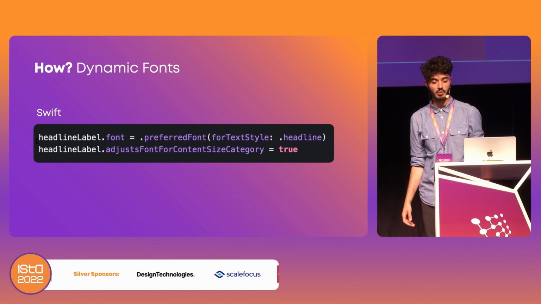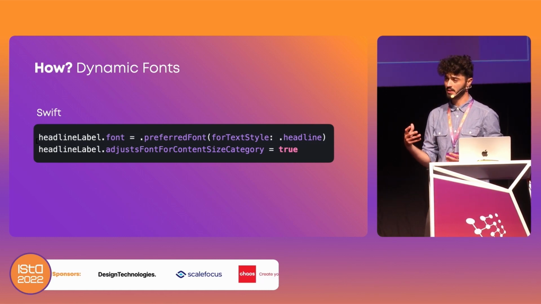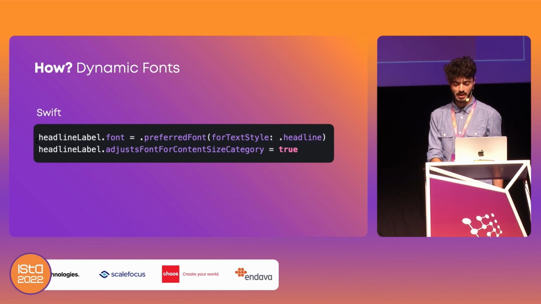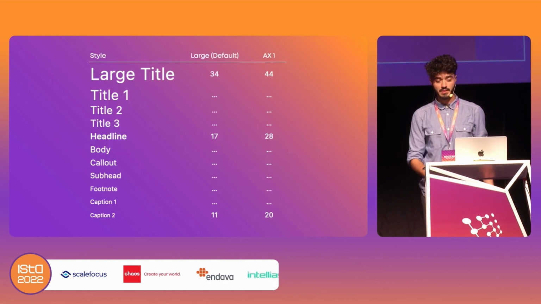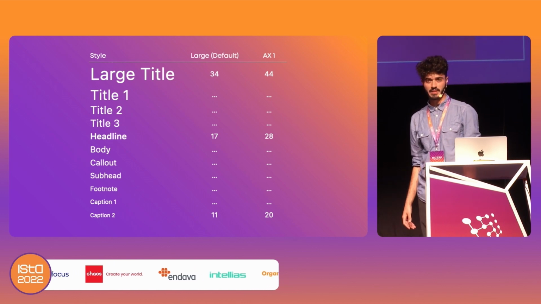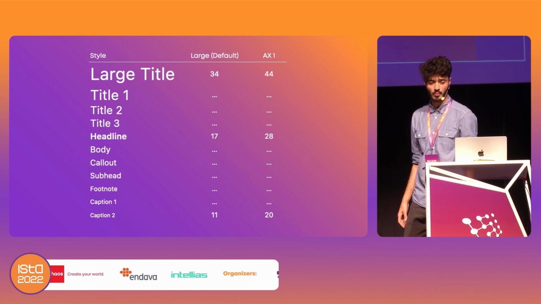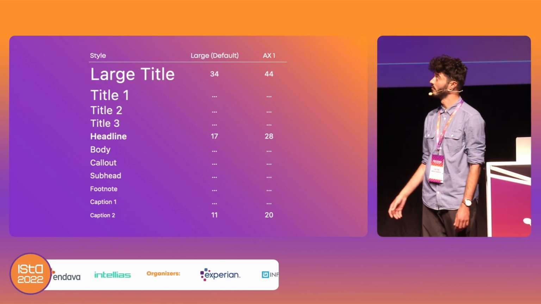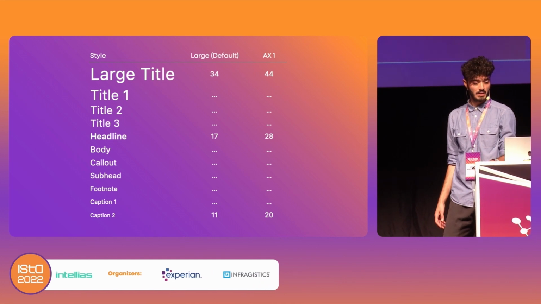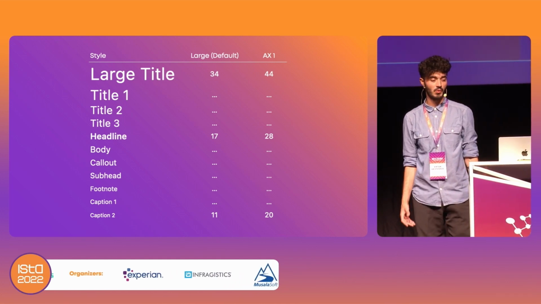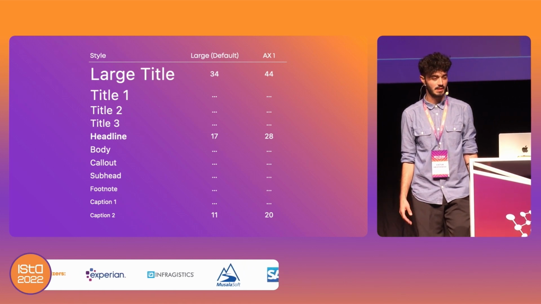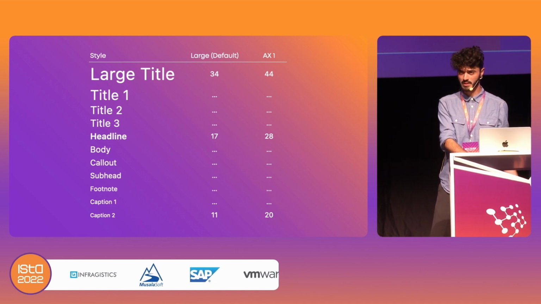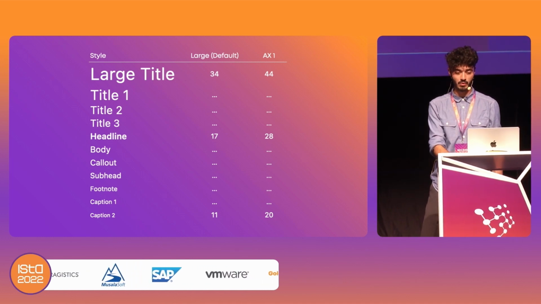And if we want to automatically adjust our font sizes in the application, we need to set this flag to true. And these are all the text styles that we can choose from. As you can see, for example, the headline in the default style has 17 points. And for the first accessibility size, we have 28. And all of this is automatically calculated for us.